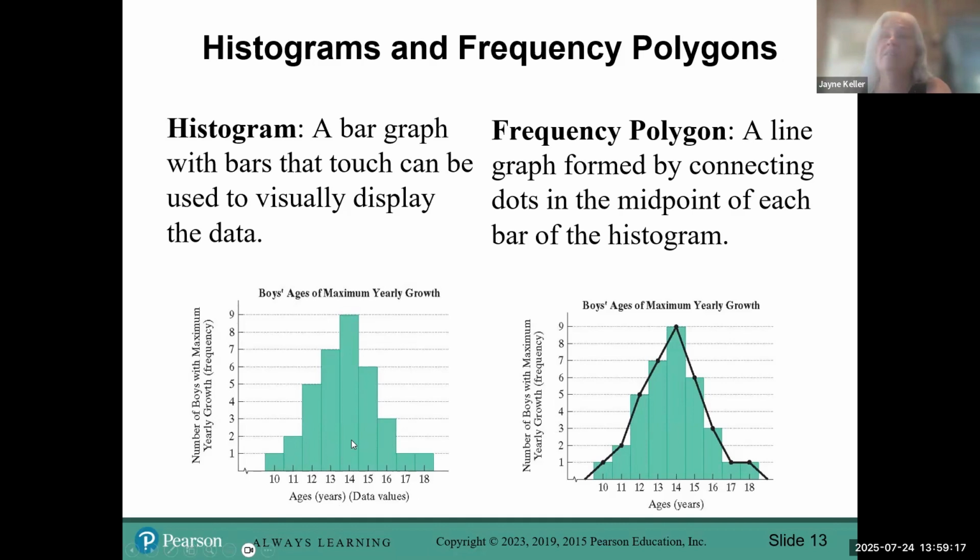Another way of graphing that, instead of doing the bars, is to put points on top. So at 10 years old, there was 1, at 11 years old, there were 2, and so forth. And then I just connect them. These black lines and dots that are connected are called a frequency polygon. We just create lines that connect all of those data points. That's another way of really seeing where there are big jumps in the data and things like that.